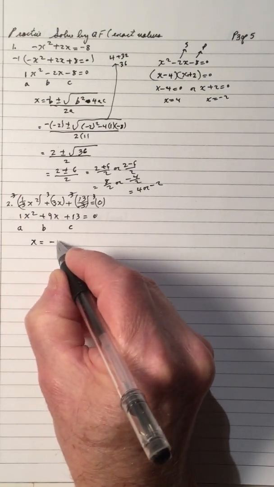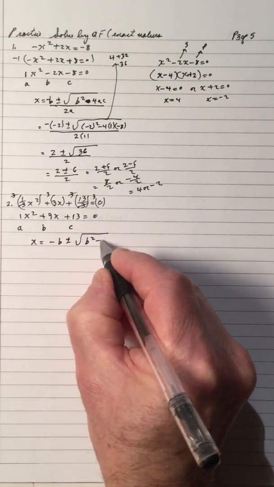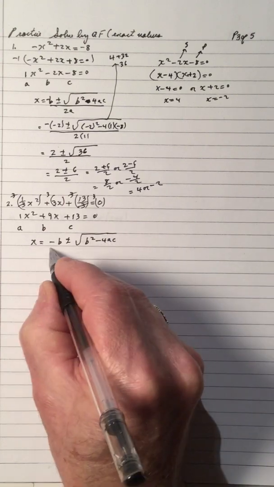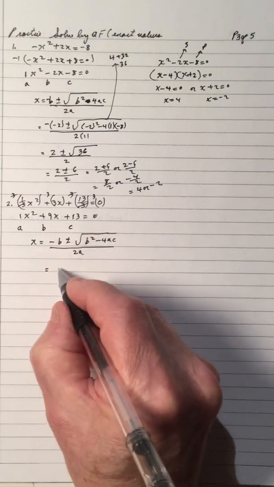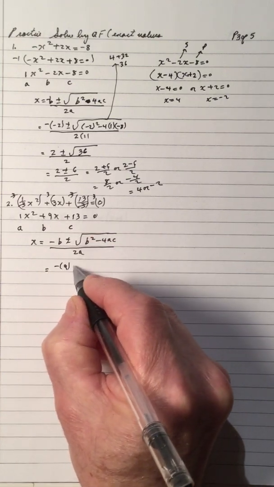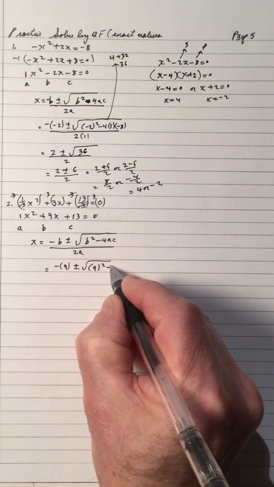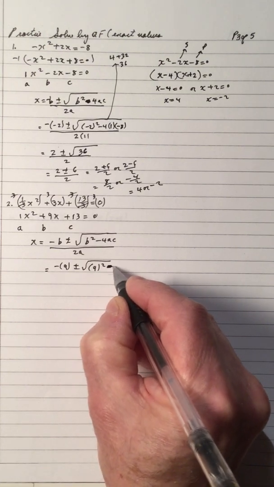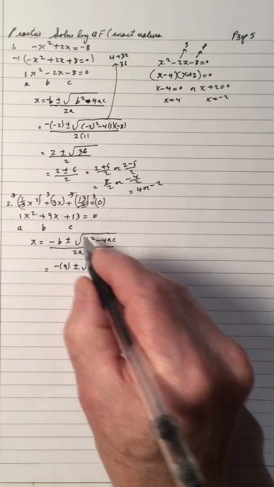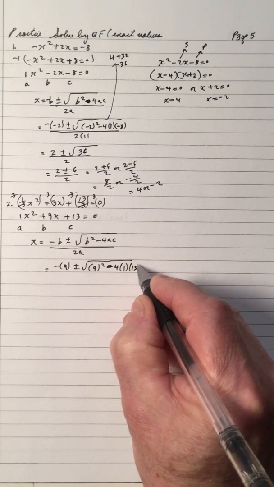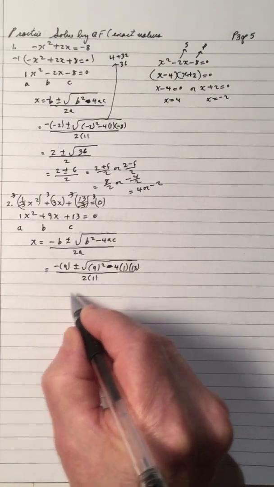So x equals negative B plus or minus square root. And again, you should have it memorized by now. So B is 9, so that's the negative of a 9, plus or minus 9 squared minus, I'm going to put plus then, minus 4, A is 1, C is 13, all over 2A, which is 2 times 1.